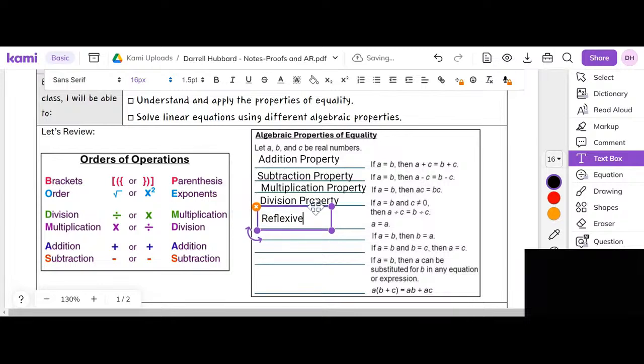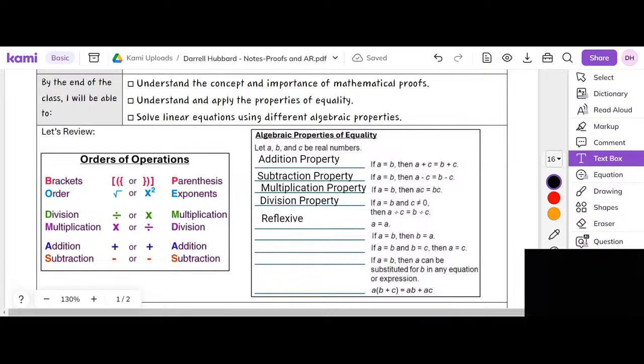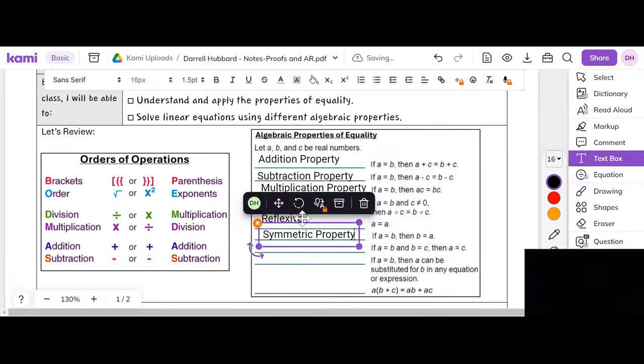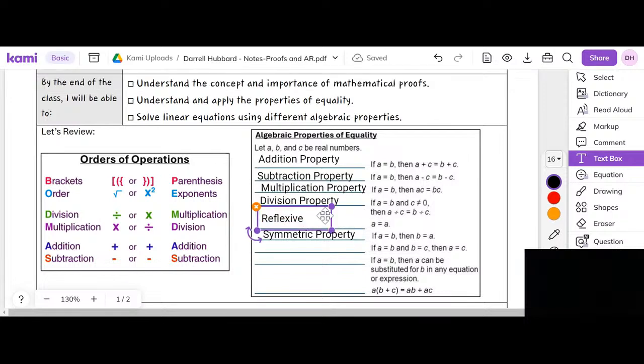Mirror. For the next one, if A is equal to B and B is equal to A, we call that the symmetric property. I'm actually going to add property to this. All of these are properties.